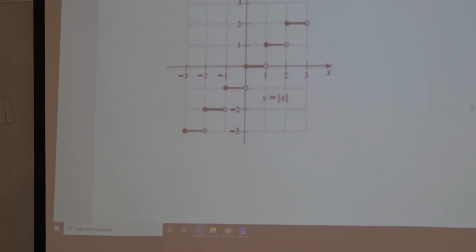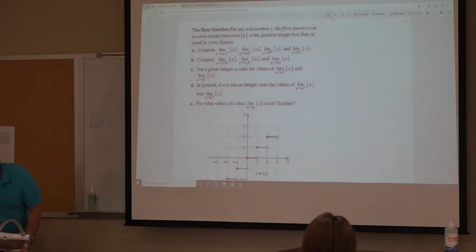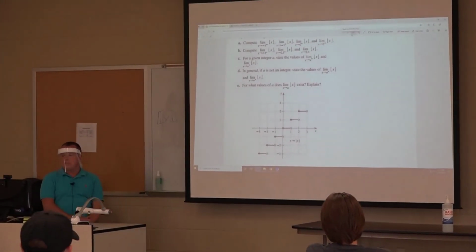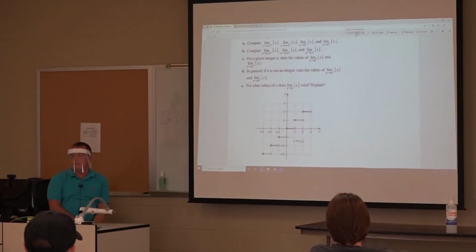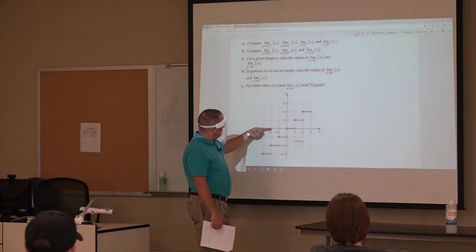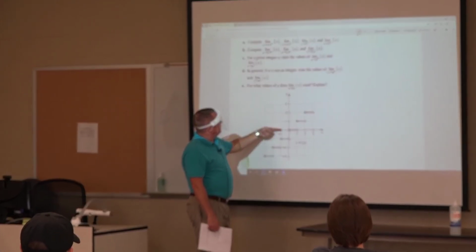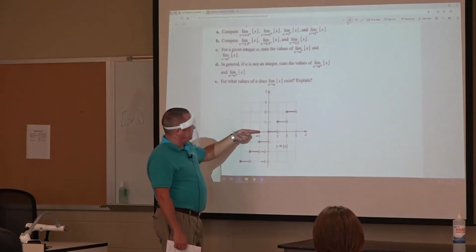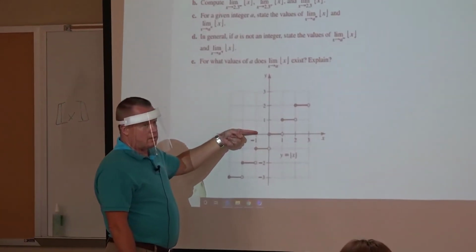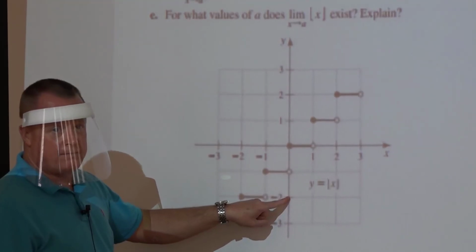All right, so let's see if we can answer these questions here. The A part says, compute the limit as x approaches -1 from the left. As we approach -1 from the left, what is the limit? It is -2.